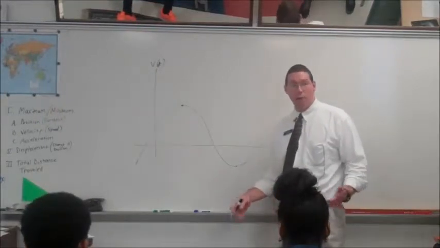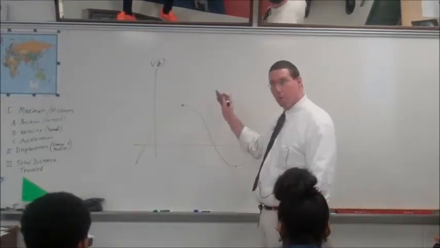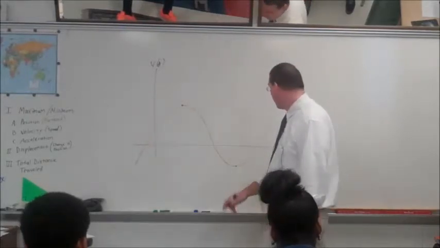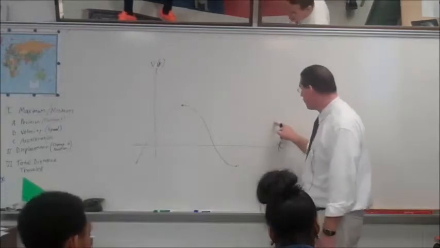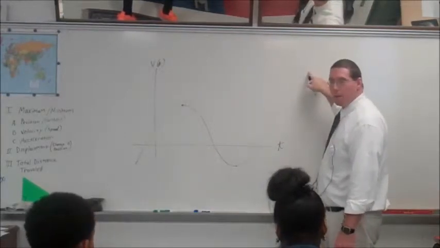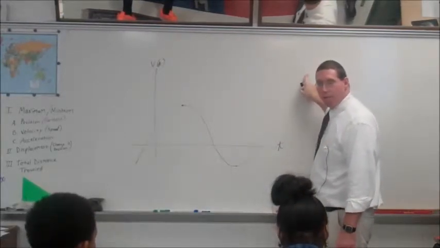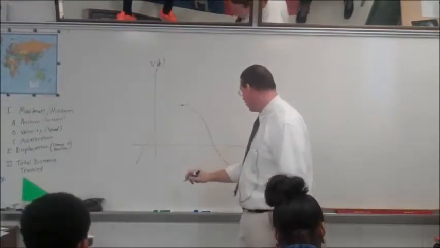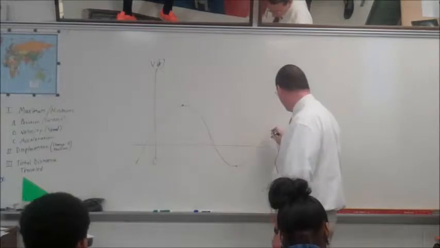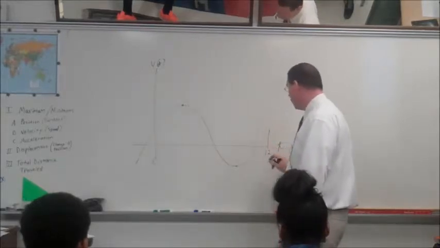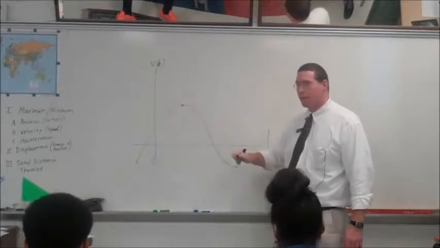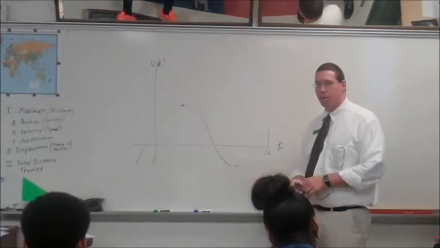I'm hoping by now you have learned that on graphs, the highest point on the graph is the maximum and the lowest point on the graph is the minimum. Now, granted, if this kept going, then the maximum would probably be over here somewhere. But let's say we're only looking at the interval from 0 to 12. So from 0 to 12, that's the maximum velocity and that's the minimum velocity.